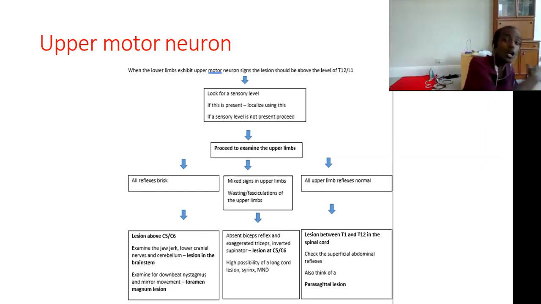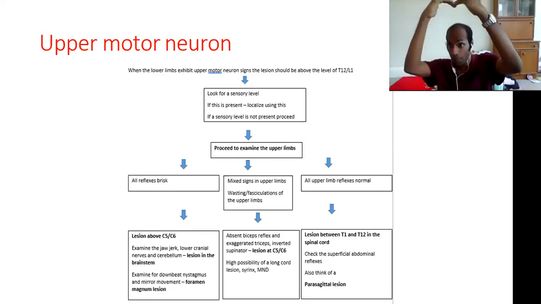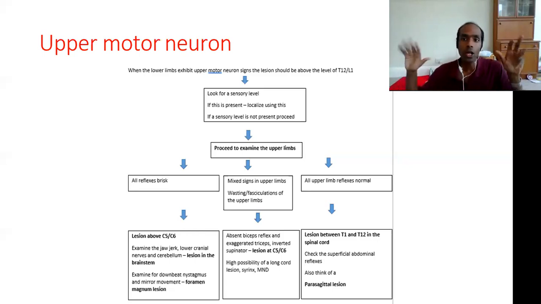If you do the reflexes and all the reflexes are brisk, now you know the lesion has to be above this highest reflex. The highest reflex is C5. So it has to be above that. And then you do the jaw reflex. If that is brisk, it is in the brainstem above the medulla. If it is normal, it is between the medulla and the C5 area. Okay? And there is one point where you can localize it further, and that is the foramen magnum level. With a lesion there, you get downbeat nystagmus and also mirroring of movement.